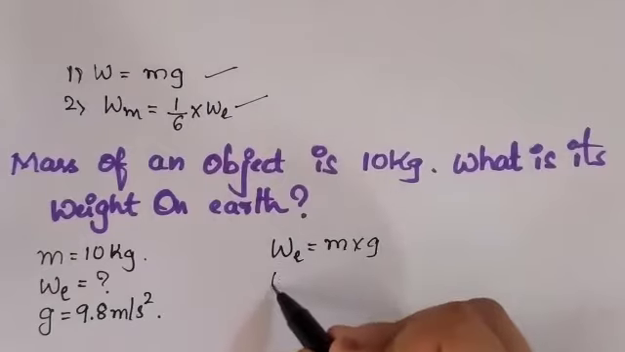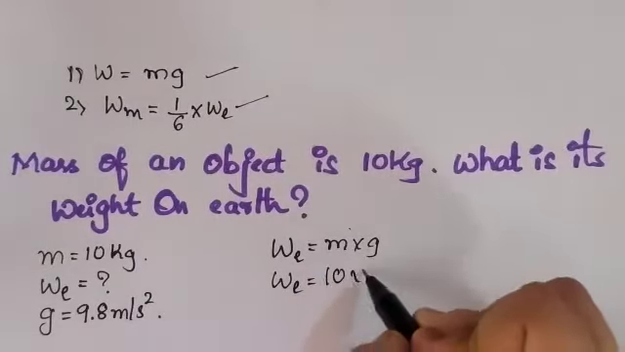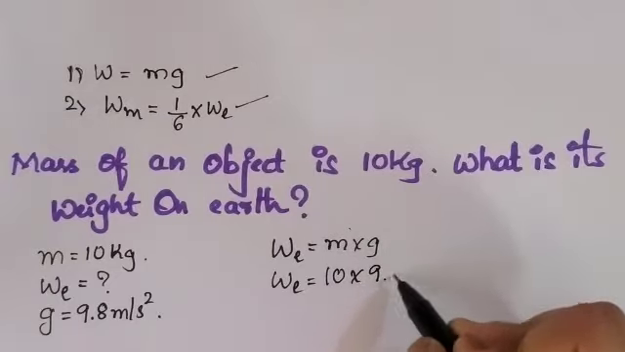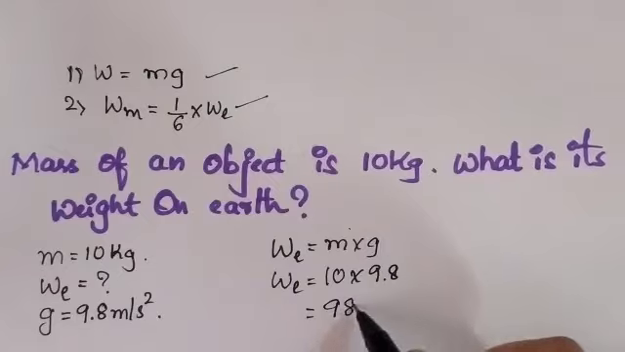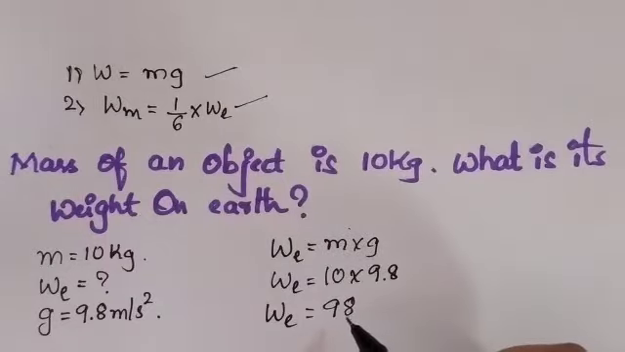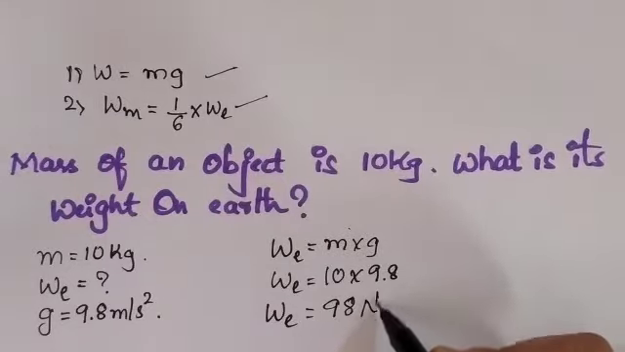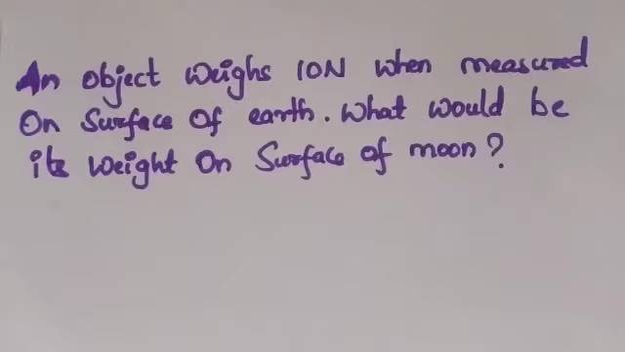So now let me write it. We = 10 × 9.8, where 10 is the mass and g is 9.8. So 10 into 9.8 means 98. This is the weight of an object on the earth. Since you know, the unit of weight here is Newton, because weight is nothing but the force of gravity. So this is the answer for the first question. Now let me go with the second problem.